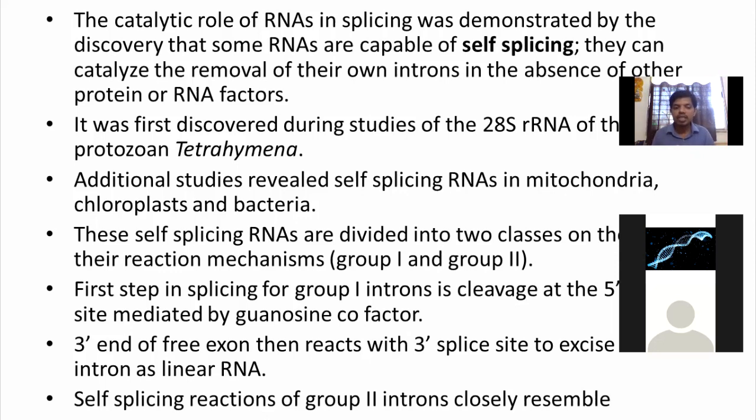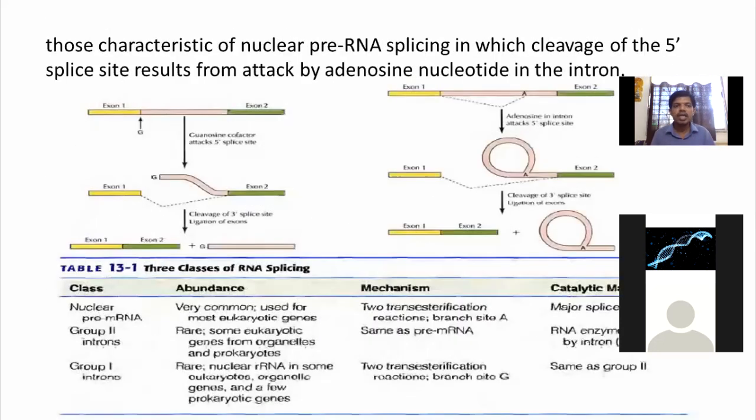Self-splicing reactions of group 2 introns closely resemble this. You will observe the same process within group 2 introns also, but how it will be carried out, we will see one by one here. See carefully the characteristics of nuclear pre-mRNA splicing, in which cleavage of the 5' splice site results from the attack by an adenosine nucleotide in the intron. So you are getting two diagrams here, on your left side and the right side.